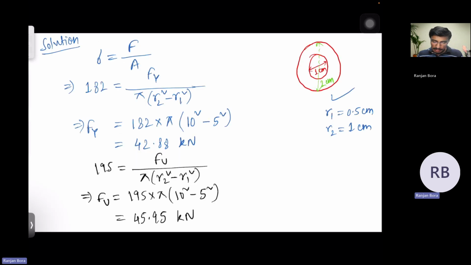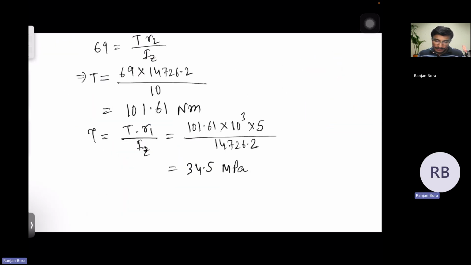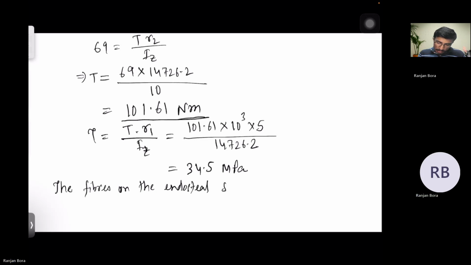So we'll see what the shear stress is. The shear yield stress was 54. So we can see that the fibers on the endosteal surface do not reach the shear yield stress. This much torque is safe for the fibers on the endosteal surface. So the fibers on the endosteal surface do not reach the shear yield stress.